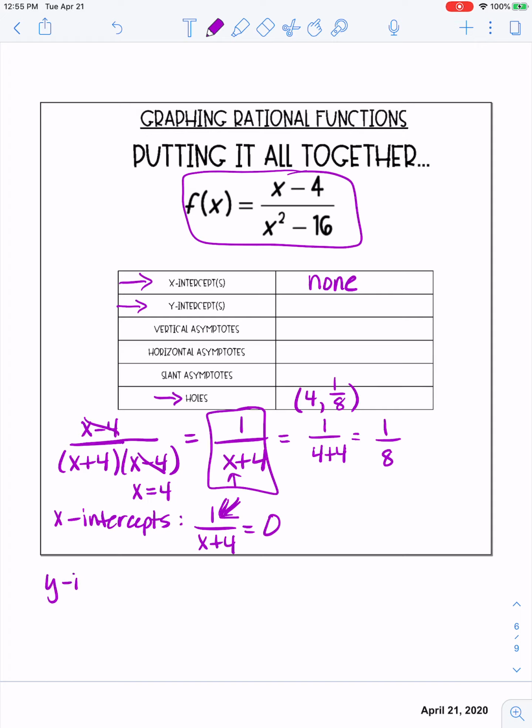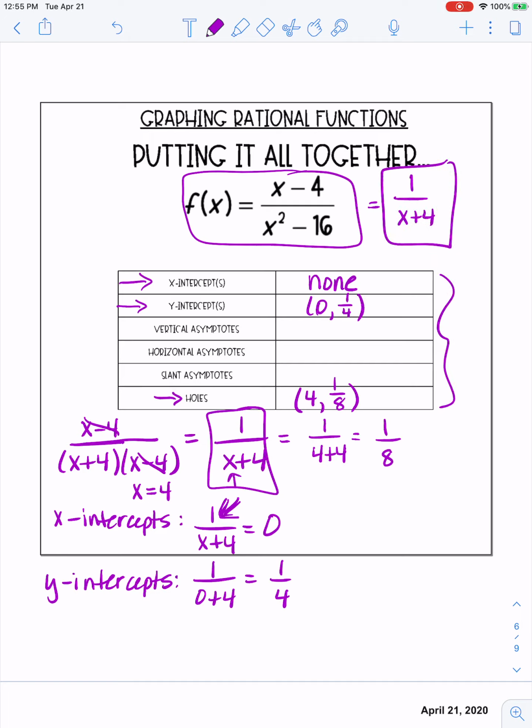My y-intercept, I'm going to replace all my x's with 0, which gives me 1/4. So I do have a y-intercept at 0 and 1/4. Okay? And by the way, after you simplify, like I took my function here and this simplified into 1 over x plus 4, this is the function that you use to figure out all of this. You don't use this one because you simplified it to the new one.